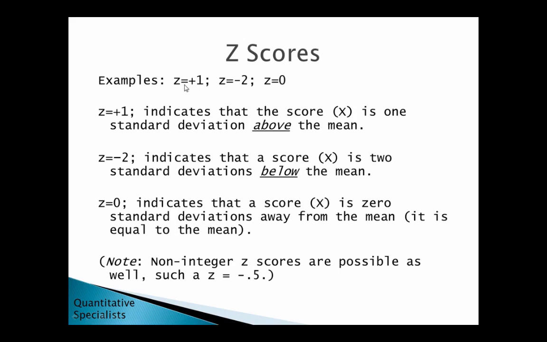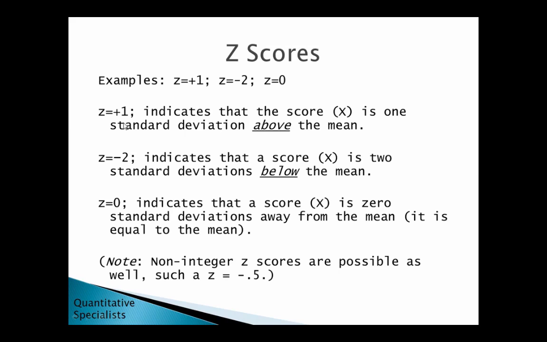Here are a few examples where we have a z of positive 1, a z of negative 2, and a z of 0. So a z of positive 1 indicates that the score, or x, is one standard deviation above the mean. Now, it's above the mean because it's positive, and it's one standard deviation above because z is equal to 1. A z of negative 2 indicates that a score is two standard deviations below the mean, and it's below the mean because it's negative. Finally, a z of 0 indicates that a score is 0 standard deviations away from the mean, and if it's 0 standard deviations away from the mean, that just means that it's equal to the mean. So if you ever see a z of 0, that value, that x, is just equal to the mean.